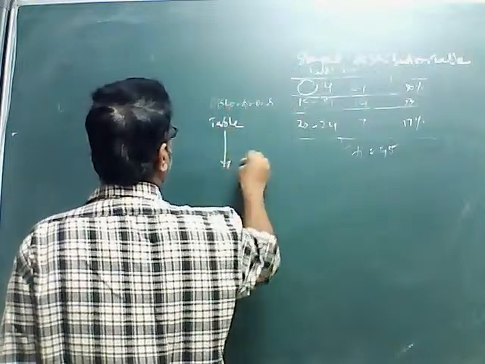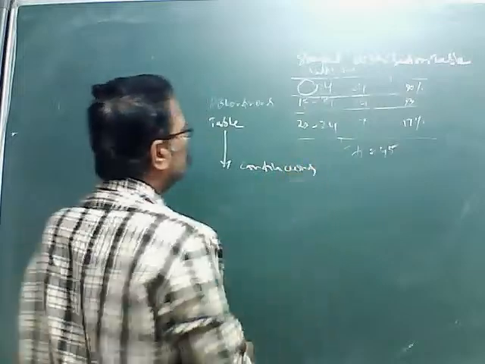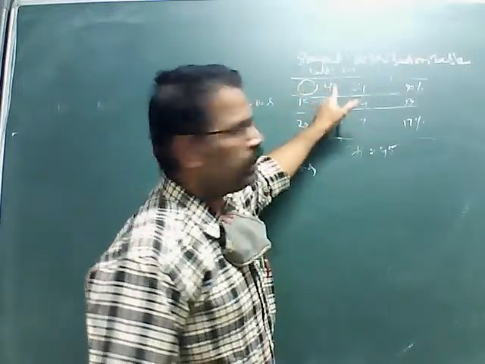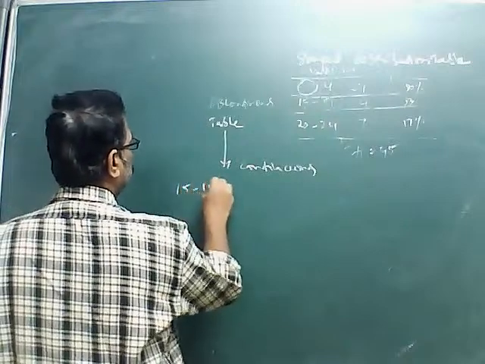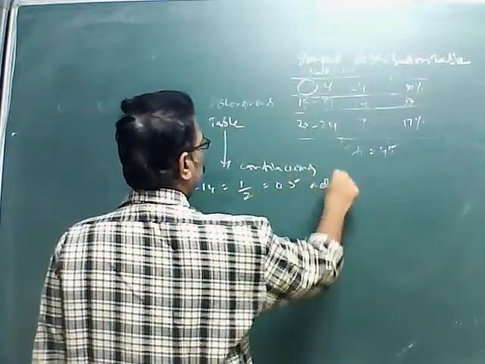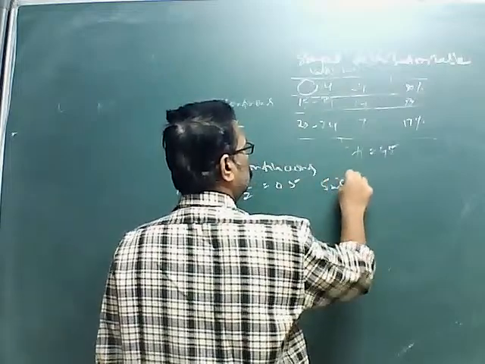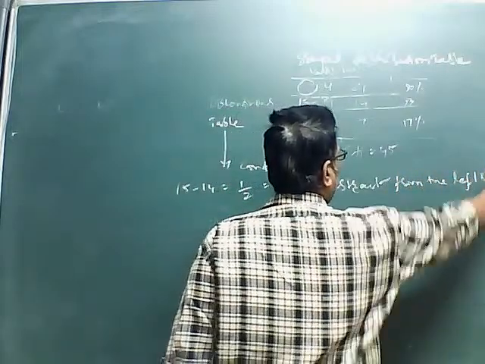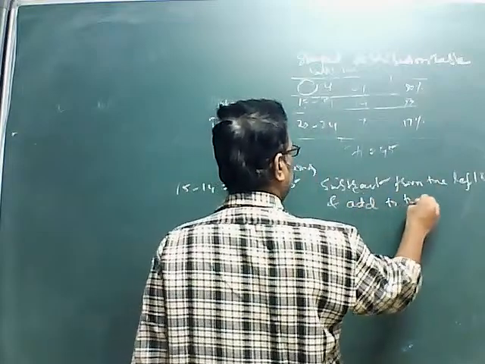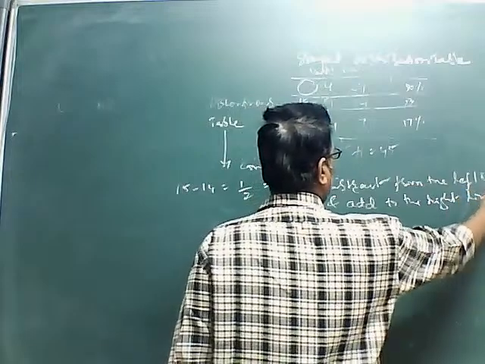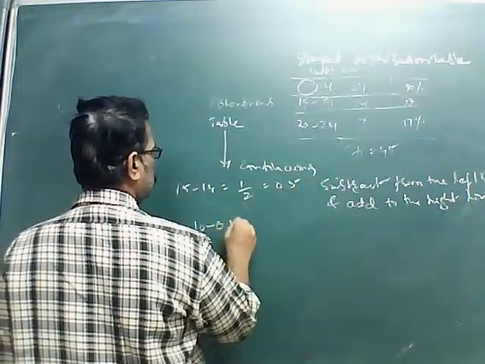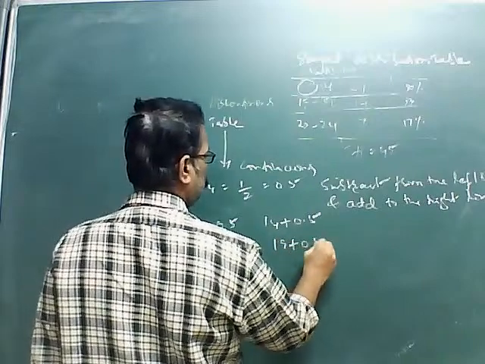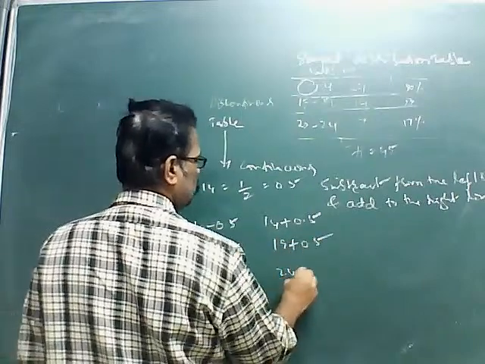Now how to make the table continuous? How to do this? We'll see here. Now see the gap between 14 and 15. How much gap is there? 1. Divide by 2. So 1 by 2, that is 0.5. You subtract it from the left limit and add it to the right limit. So 10 minus 0.5, 14 plus 0.5. Similarly, 15 minus 0.5, 19 plus 0.5. Then 20 minus 0.5, 24 plus 0.5.